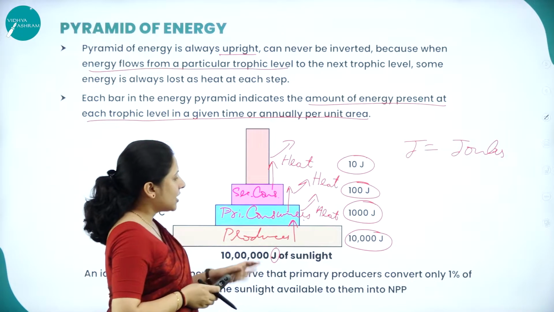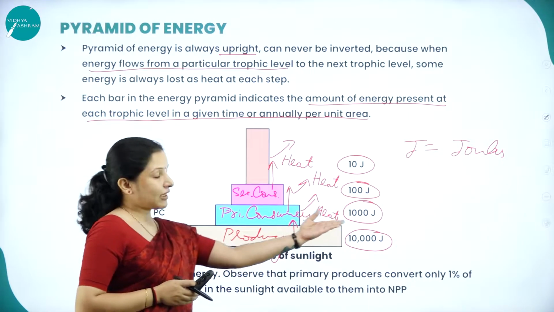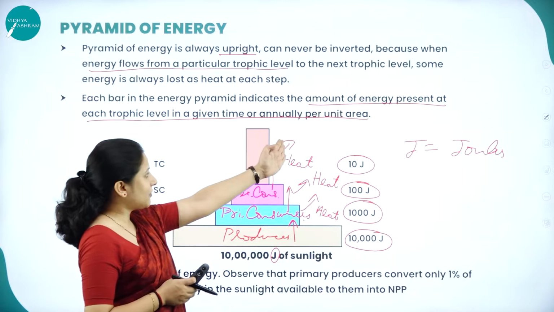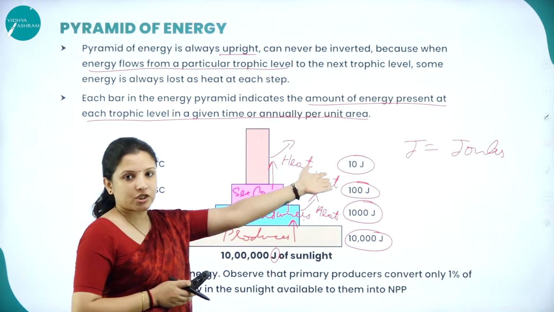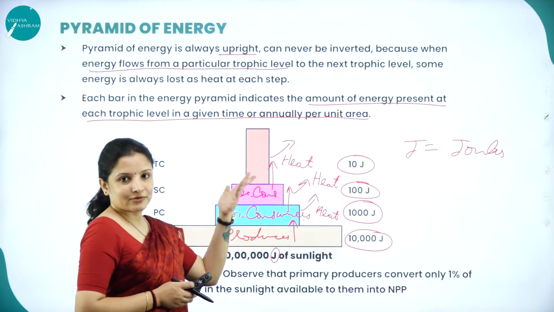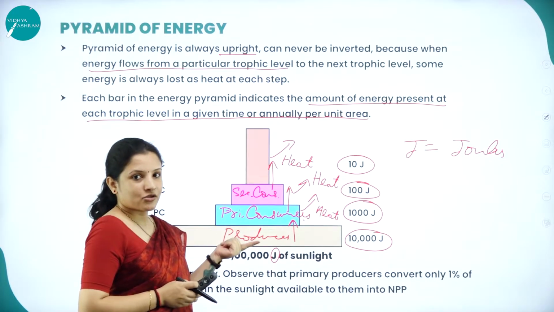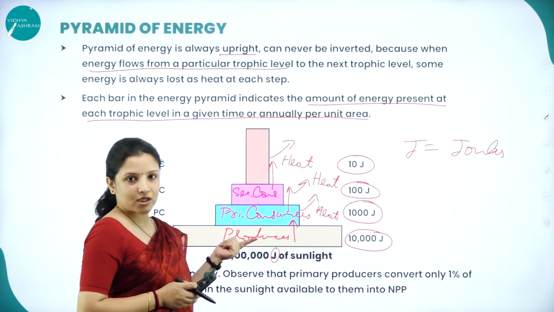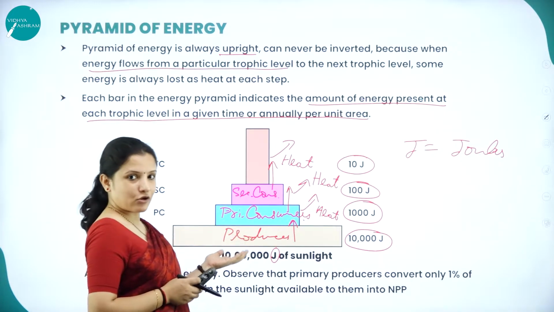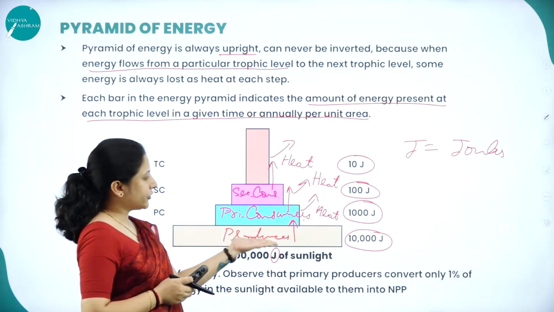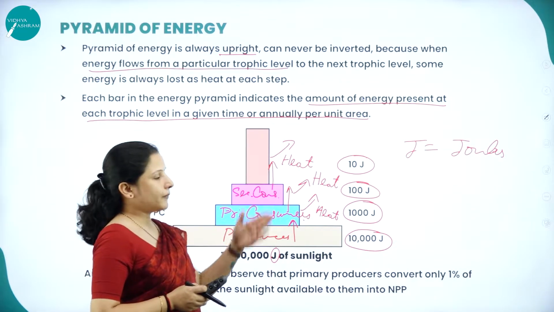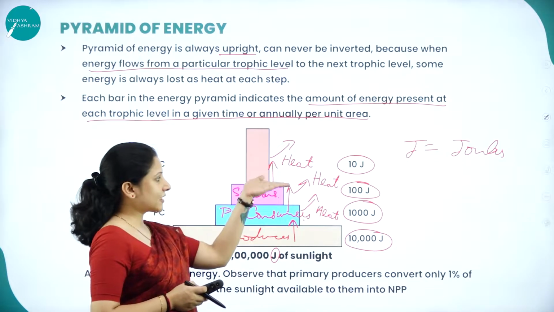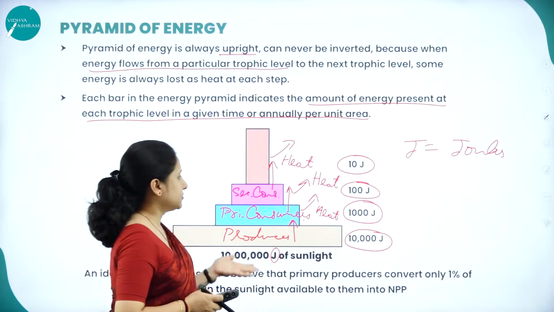Can you see here? Energy in the producers was 10,000 joules, but by the time it reached the tertiary consumers, they had only 10 joules of energy. So again, we need to understand, should we become vegetarians or non-vegetarians? We can think of that now. Because the producers, the green plants, have lots of energy stored in them when compared to the primary, secondary and tertiary consumers.